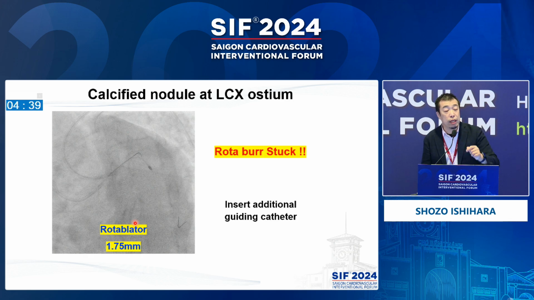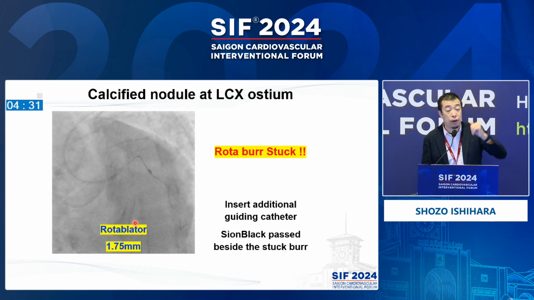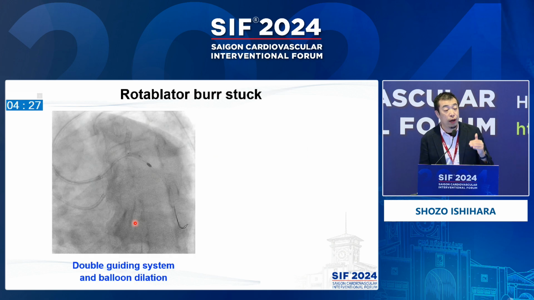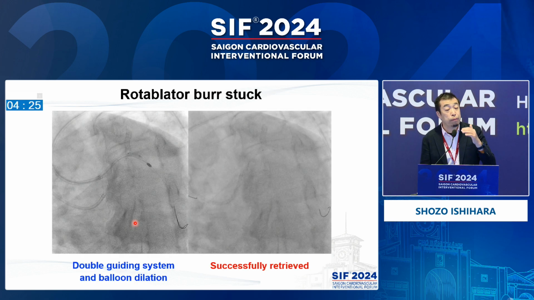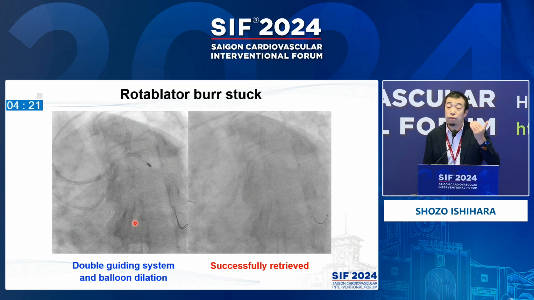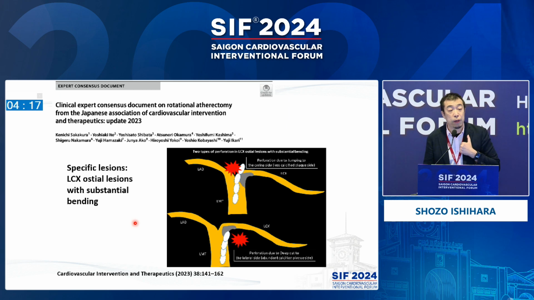So soon I inserted the additional guiding catheter. Already we can see the double guiding. So it is a kind of ping-pong technique. And fortunately, a very slippery wire, Sion black, passed beside the stuck burr. And using balloon dilation, fortunately it was successfully retrieved. But we sometimes face this kind of complication in the severe calcified lesion or CTO or complex situation.